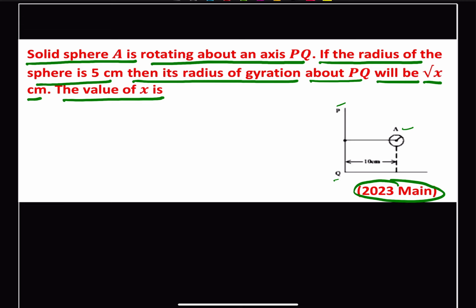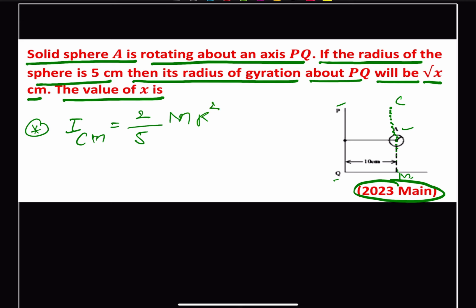In order to find out the radius of gyration, first of all, we are going to find out the moment of inertia of this sphere A through the axis which is passing through the center. We can call this ICM. Let us suppose this is C and this point is M. So ICM will be equal to 2 by 5 MR square.